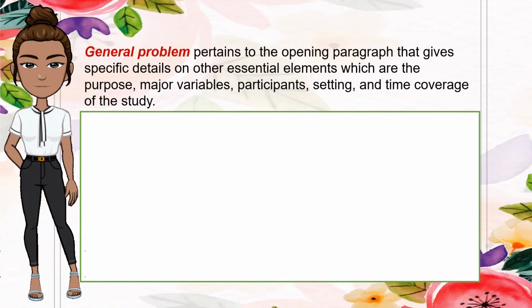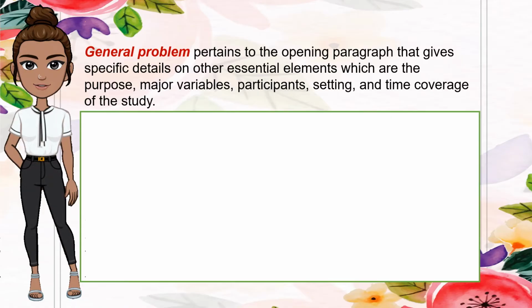In formulating the problem statement in a research paper, there are two types of problems which should be considered. These are the general problem and the specific problems. General problem pertains to the opening paragraph that gives specific details on other essential elements which are the purpose, major variables, participants, setting, and time coverage of the study. The said elements serve as a guide in order to properly formulate the general problem.